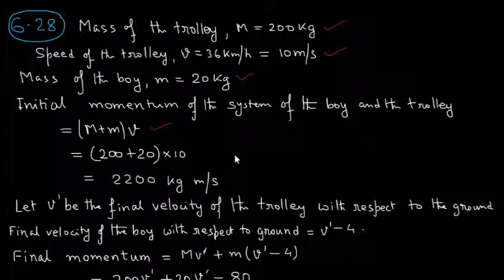So putting the values of capital M, small m and v, we get (200 plus 20) multiplied by 10, that is 2200 kg meter per second. Let v dash be the final velocity of the trolley with respect to the ground. Final velocity of the boy with respect to the ground is v dash minus 4. Final momentum is capital M v dash plus small m (v dash minus 4).